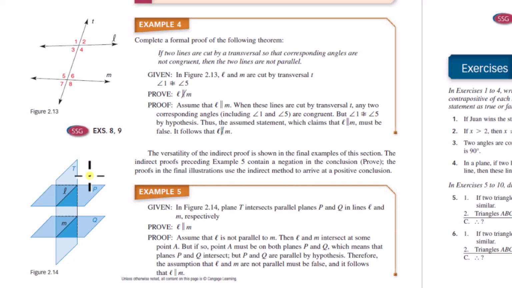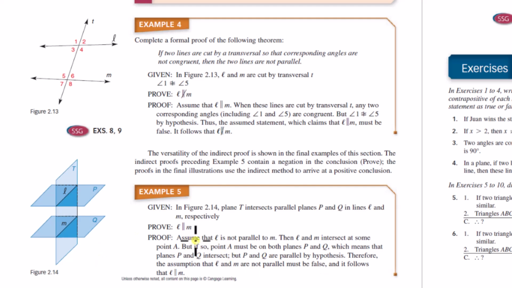But we know that these two lines are going to be contained in the same plane because that's part of the given. So if you have two lines that don't intersect and they're also contained in the same plane, they're parallel. So there's no way that L could not be parallel to M in this scenario. You see? So we've proved it by contradiction.